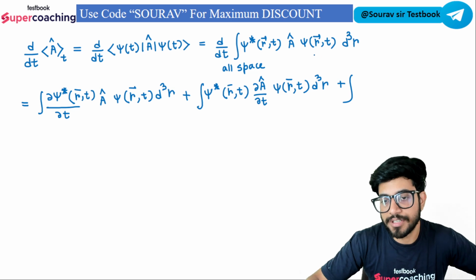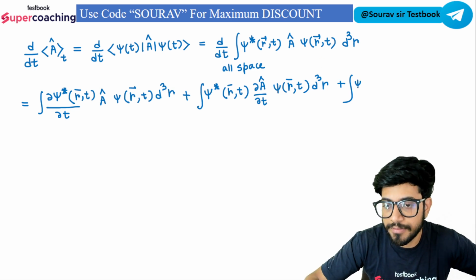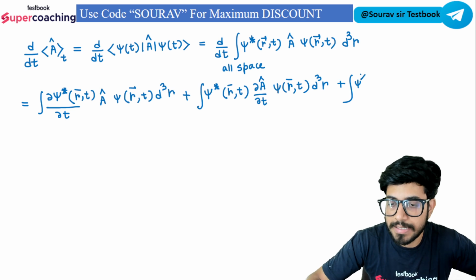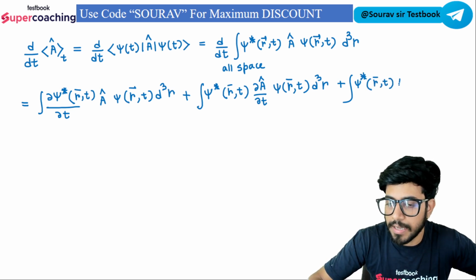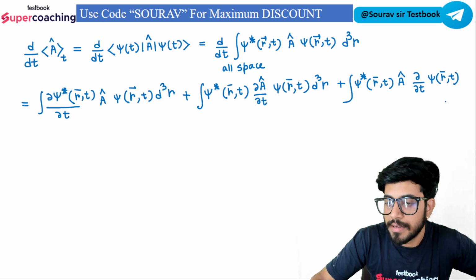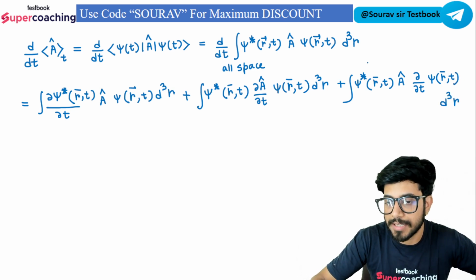I have to do the differentiation of this one. So psi star of r vector, A cap, partial differentiation of psi of r vector comma t with respect to t, d cube r. That's all I can write.